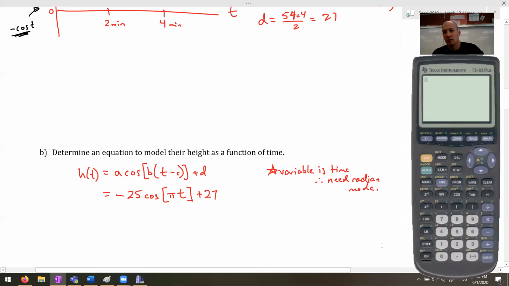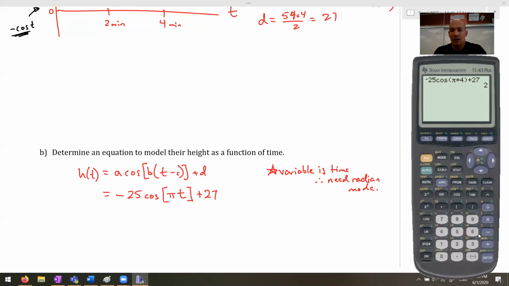Okay, so what we should be able to do, when we've done this, is go negative 25 cos pi times, and if I want to know, let's say, the height at 4 minutes, just to pick a number randomly, I can go pi times 4, and then plus 27. And if I push equals, I get an answer of 2.